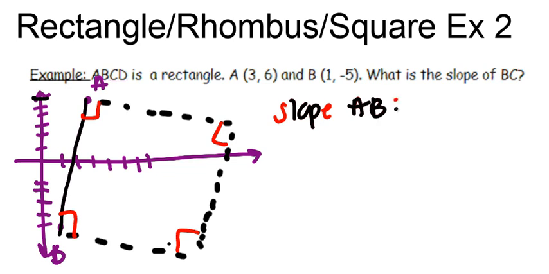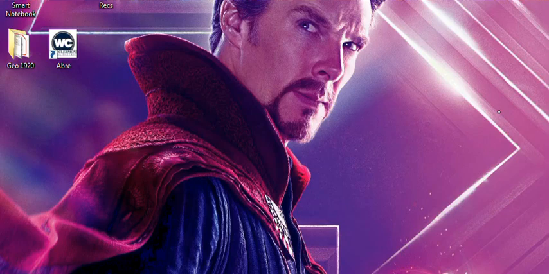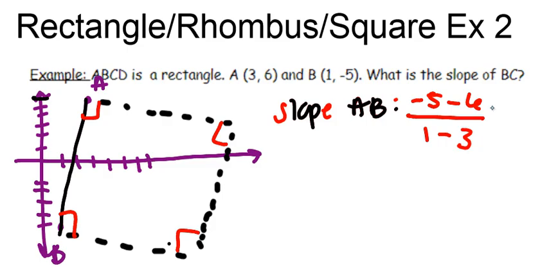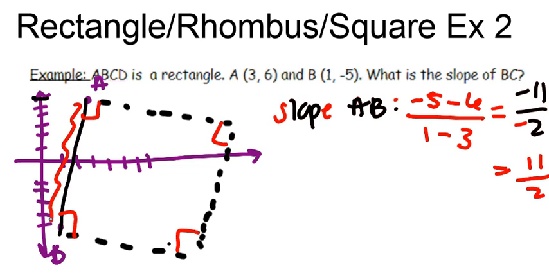And if you don't remember your slope formula, you can Google it or look back through some algebra papers you might have. You subtract the y coordinates on the top, so 5 minus 6, and you subtract the x coordinates on the bottom, 1 minus 3, and then I'm going to simplify that, -11 over -2, which is 11 over 2. Now, that's AB. That's the slope for the segment that they give us. We want to know the slope of BC.